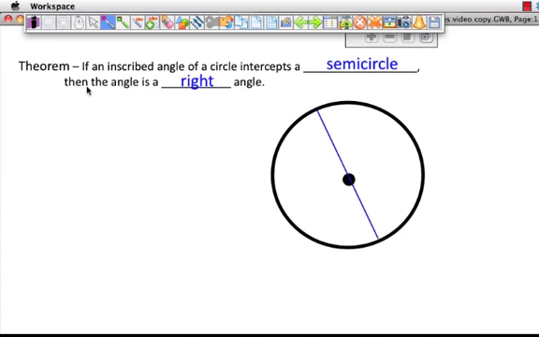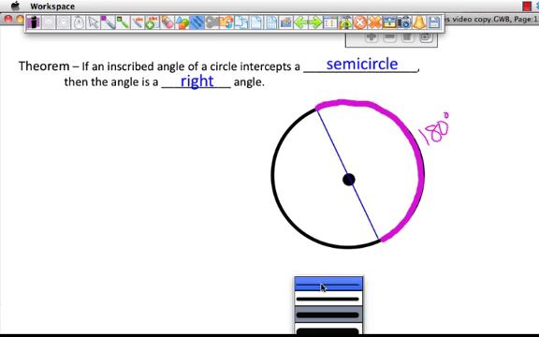All right, one other rule is if an inscribed angle of a circle intercepts a semicircle. A semicircle is half a circle. It goes halfway around the circle. That means it's 180 degrees. It connects with the diameter. If you've got that, and you've got 180 degrees right here, think about it. If you have an inscribed angle that intercepts this particular arc, it's going to look like this.